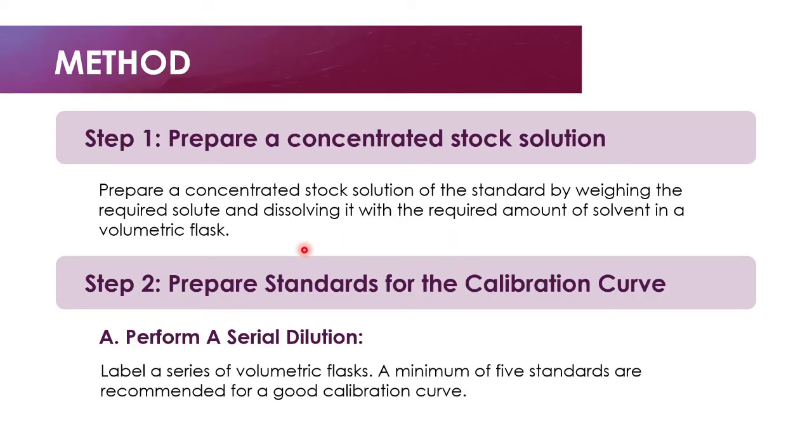The next step is to prepare standards for the calibration curve. To do this, we perform a serial dilution. To perform a serial dilution, we first have to label a series of volumetric flasks. A minimum of 5 standards is recommended for a good calibration curve. That means we need at least 5 or more different concentrations to produce a good calibration curve.